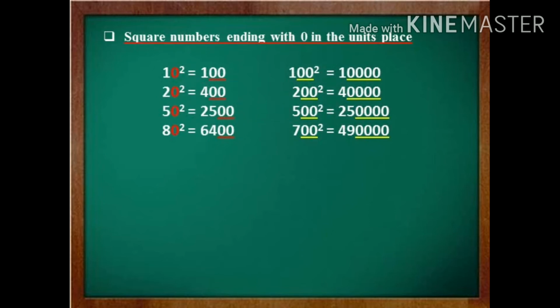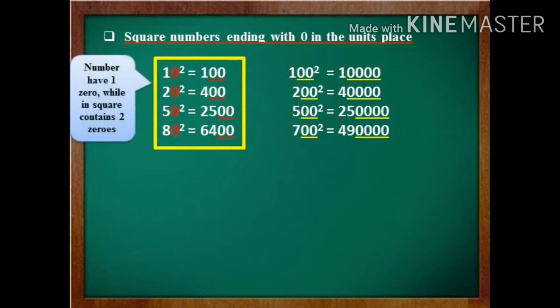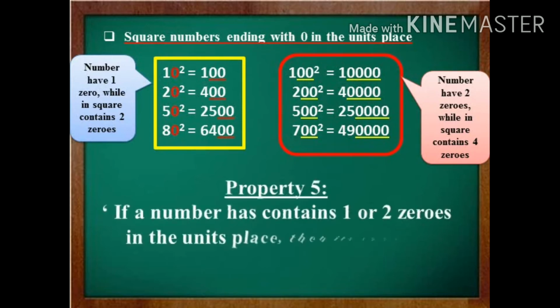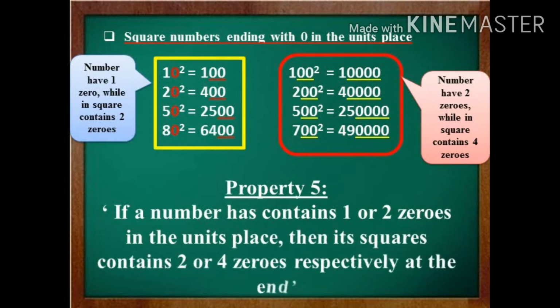Observe this carefully now. In the first set, as you can see, numbers have 1 zero while their squares contain 2 zeros as highlighted in red. In the second set, the numbers have 2 zeros while their squares end in 4 zeros. This is property 5. If a number has or contains 1 or 2 zeros in the units place, then its square contains 2 or 4 zeros respectively at the end.